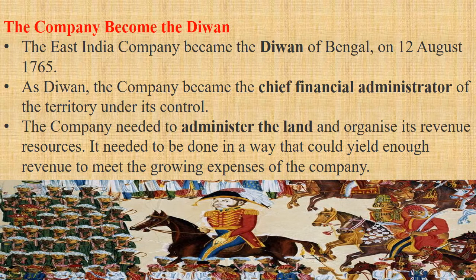We are going to see about how the company became the Diwan. The East India Company, the British people, became the Diwan of Bengal. That means it became the main administrator, the main controller of Bengal. On which day, my dear children? On 12th August 1765, the East India Company became the main administrator of Bengal.